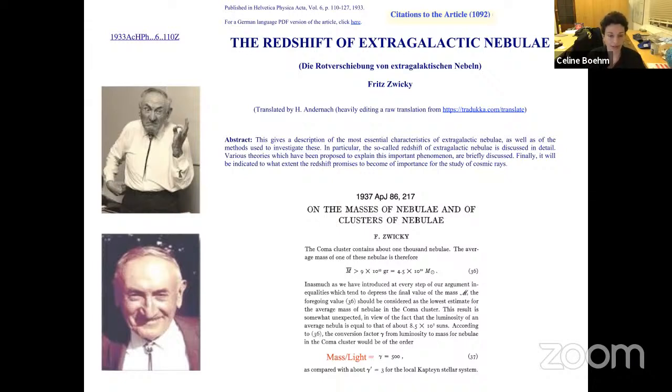If there is nothing anomalous, then the mass should fit the light. You measure a certain amount of light and a certain amount of mass, and the two should be in agreement. So the mass to light ratio should be 1. In this case, he says, no, actually it's 500, which is a major discrepancy. And he said, in this case, as compared with about gamma prime equals 3 for the local Kapteyn stellar system. So he's already basically there, telling that there is an issue and there is more mass than there is light.